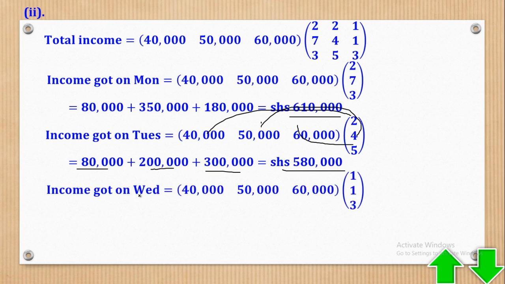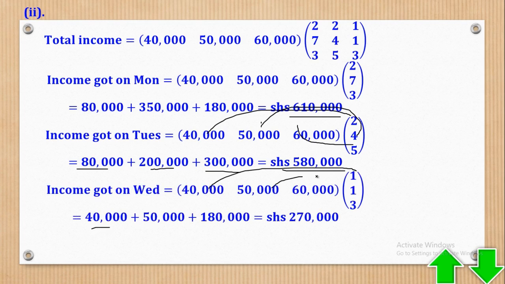Then income got on Wednesday, it will be this by this to come up with 40,000, then this by this to come up with 50,000, and this by this to come up with 180,000 shillings. So the total will be 270,000.